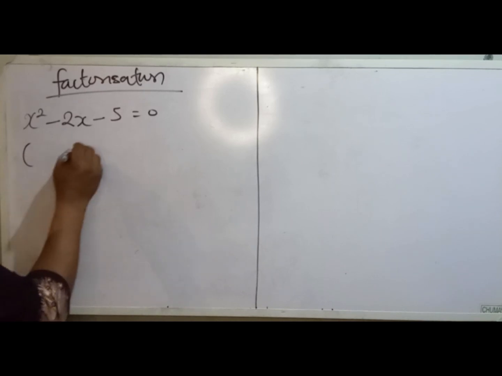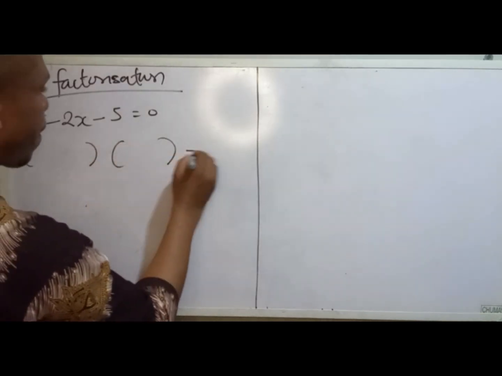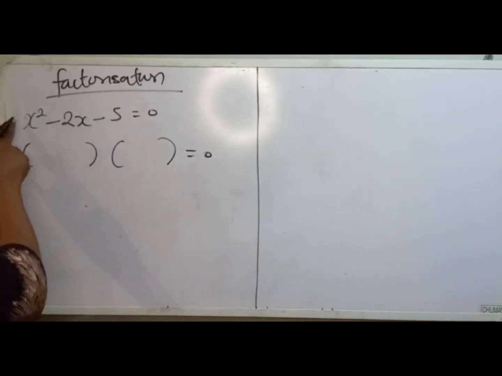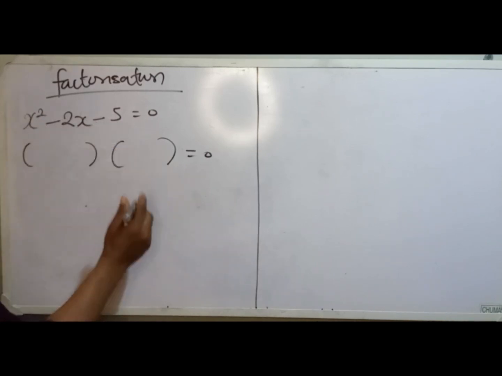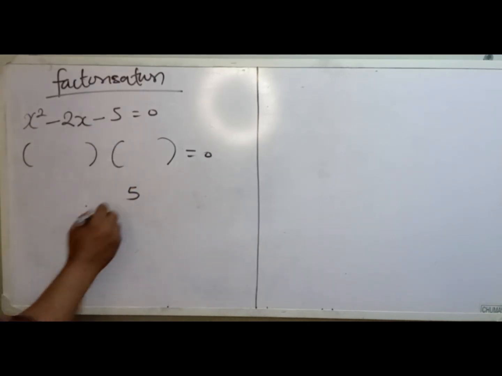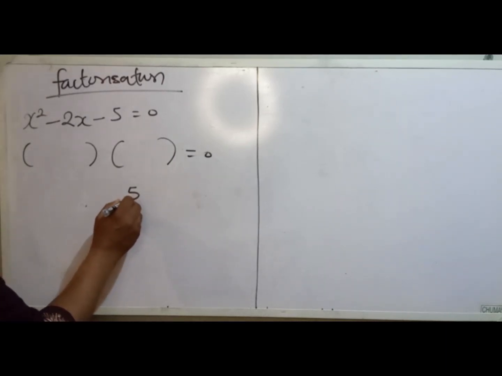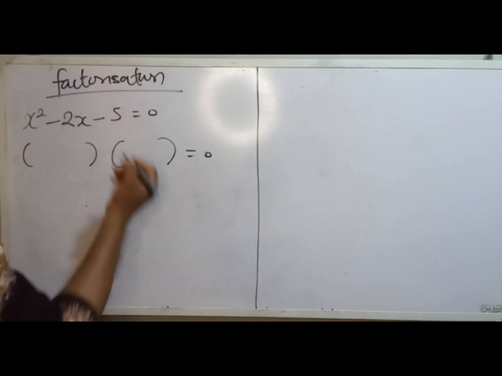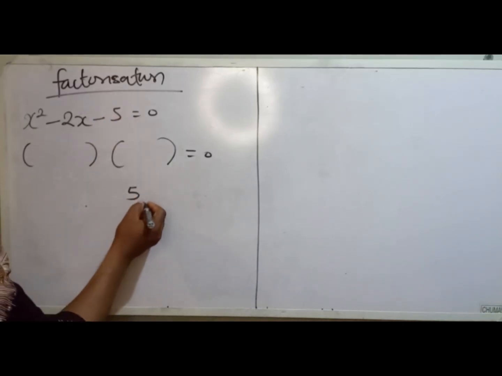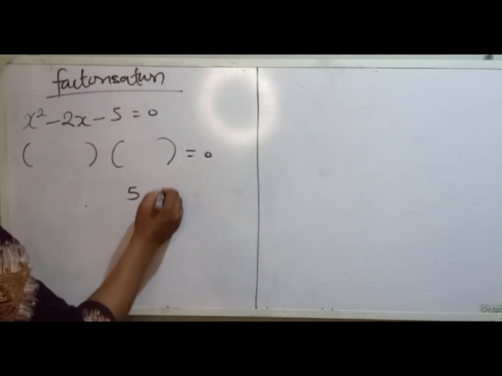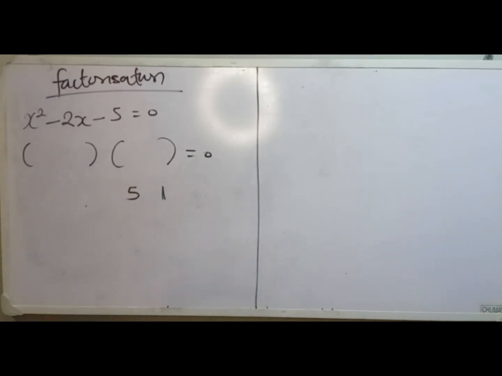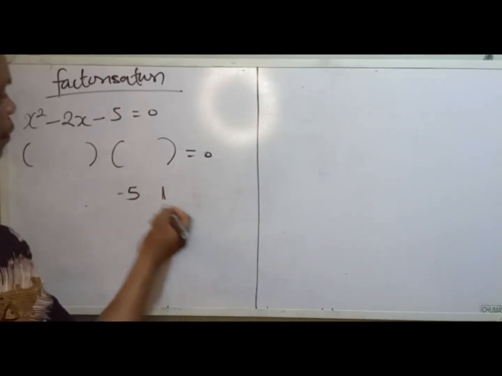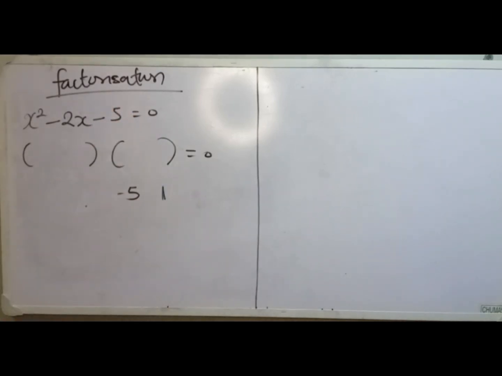For example, if you want to factorize this, we have the coefficient of x squared to be 1. 1 times 5 is going to give us 5. Now, what factors of 5 can we multiply to give us a minus 5? All right, we have 5 and 1. If I say minus 5 times 1, that can give you a minus 5.